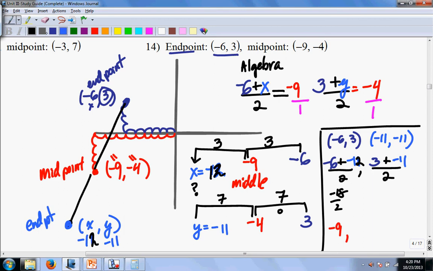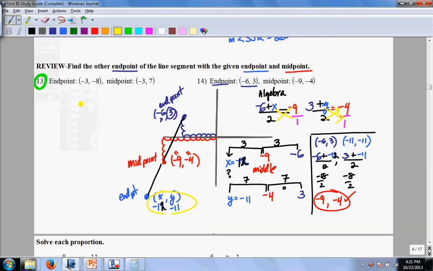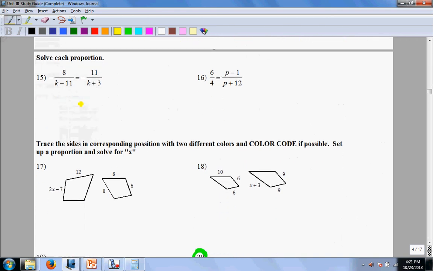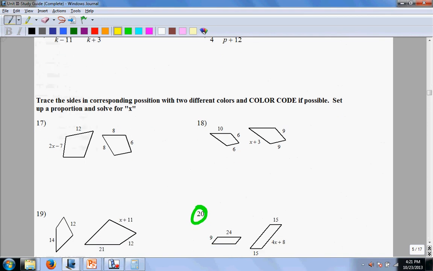And then here, let's check this one out. We end up here with -8 over 2, and we end up with -4. Check, it matches. So our other endpoint is -12, -11. If you were to do this algebra up here, cross multiply, you'd end up with the exact same thing. I'm not going to give you an example of solving proportions. You should be able to do that no problem.